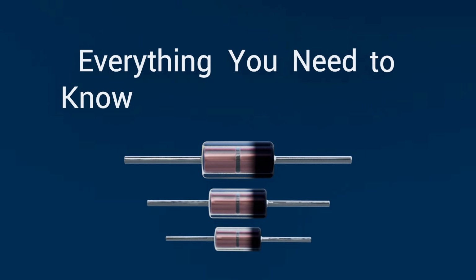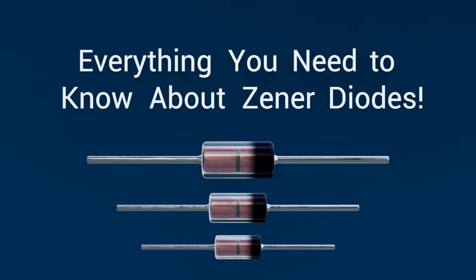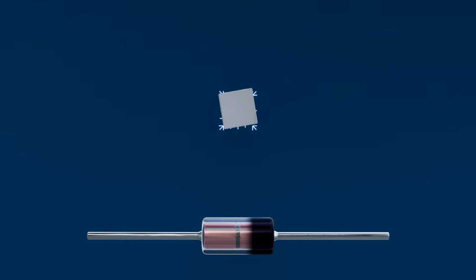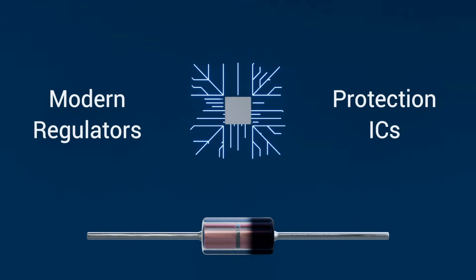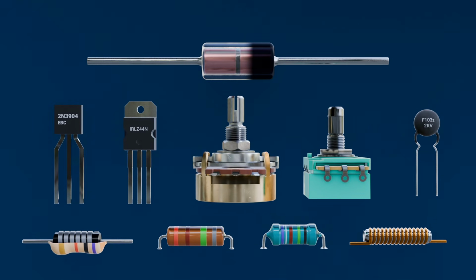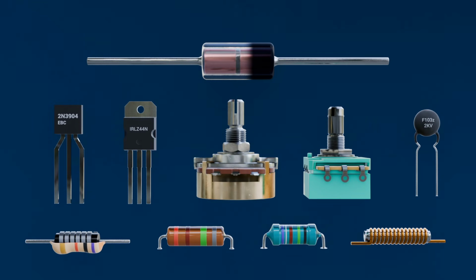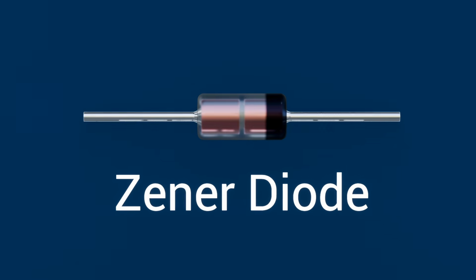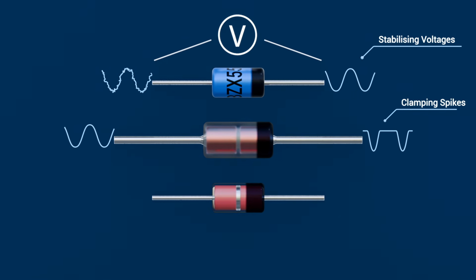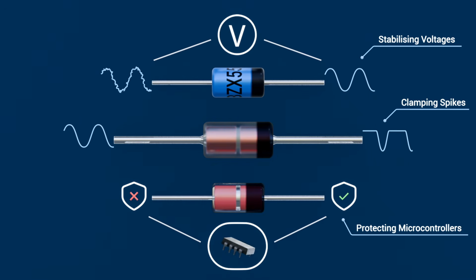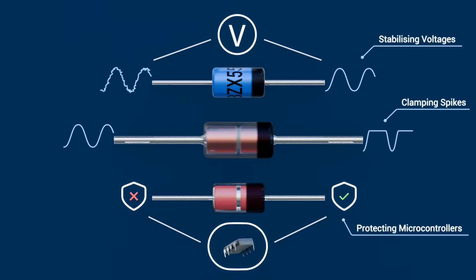Everything you need to know about Zener diodes. Before we had all the modern regulators and protection ICs, engineers relied on simple components to keep voltages under control, such as the Zener diode. It's used everywhere, stabilising voltages, clamping spikes, protecting microcontrollers, and most people don't even realise it's there.